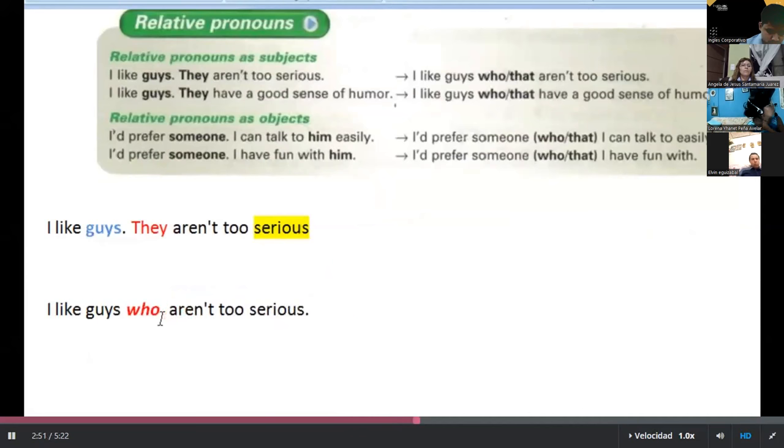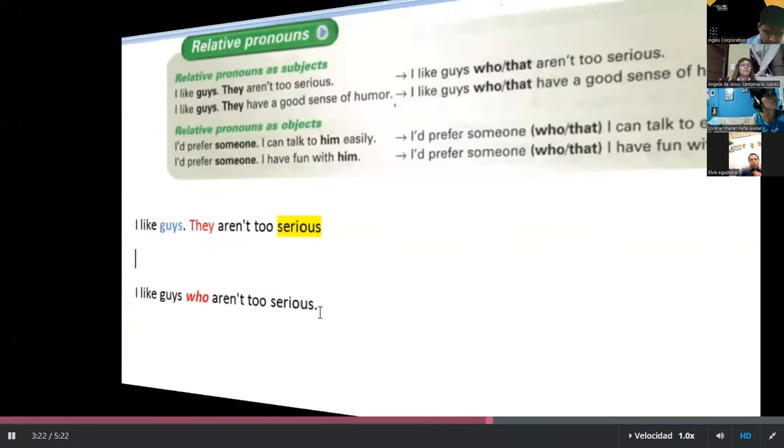Now, what I want to explain here is that you can either use the relative pronoun who or you can use the relative pronoun that. And also what I want you to notice is that in this statement, the pronoun they disappears, and we changed it to who, or we changed it to that. Okay, so I like guys who aren't too serious. This is our first example.